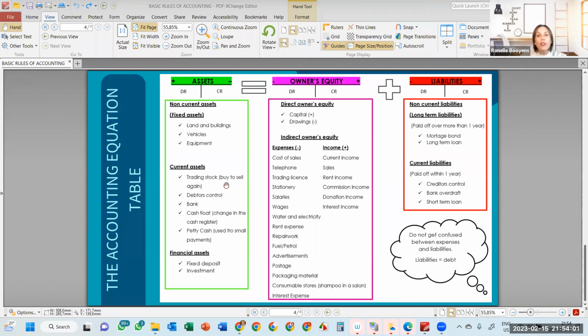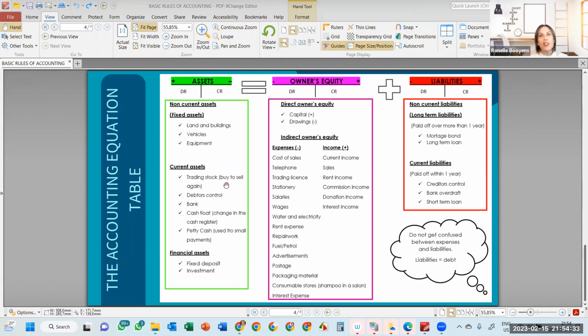Trading stock are those things that we will buy for the business, or will buy as the business, in order for us to sell it at a profit. If we think of a SPAR, all those grocery items, toiletries, meat and whatever, all the things that SPAR buys in order to put on the shelves to sell to the clients is SPAR's trading stock. If you have a clothing store, all the clothes on your shelves will be the business's trading stock.